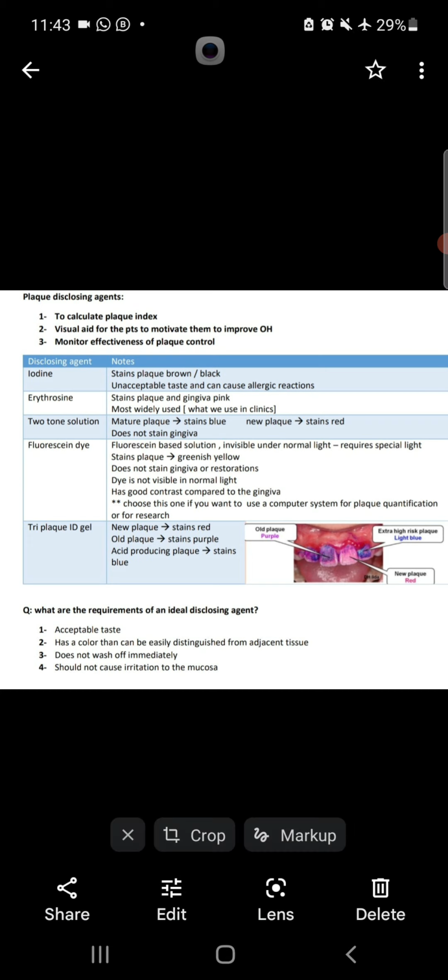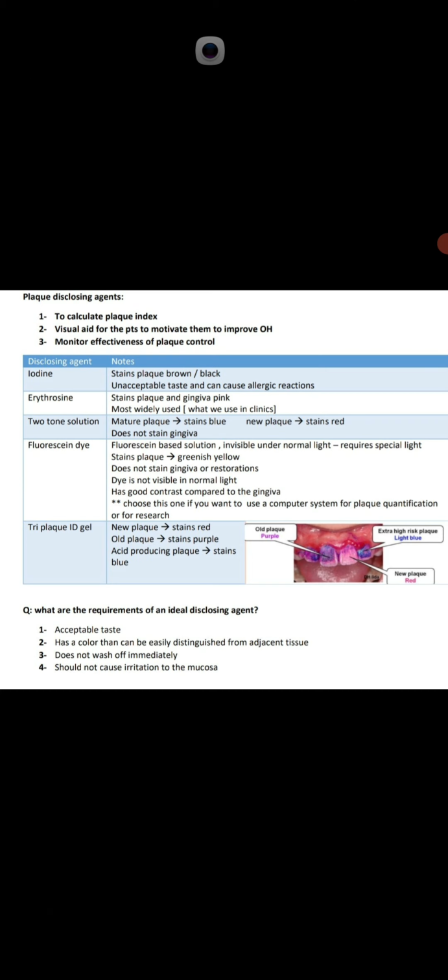Look at the diagram. When we apply tri-plaque ID gel, it stains new plaque red. If there is old plaque, it stains the old plaque purple. If there is extra high risk plaque, with more bacteria that produce acid, these acid-producing plaques stain blue.